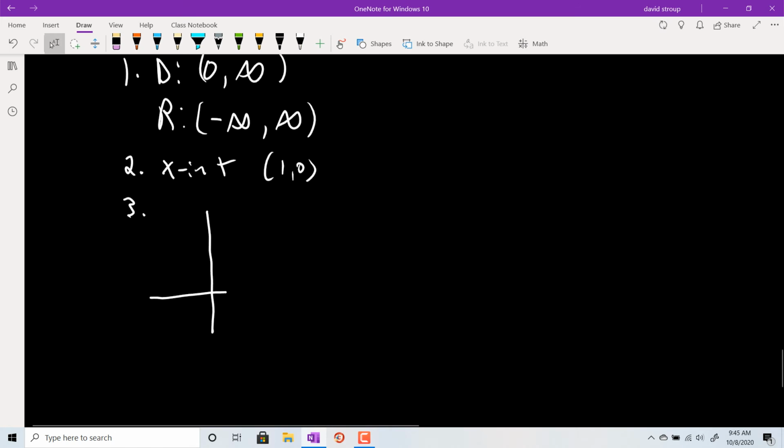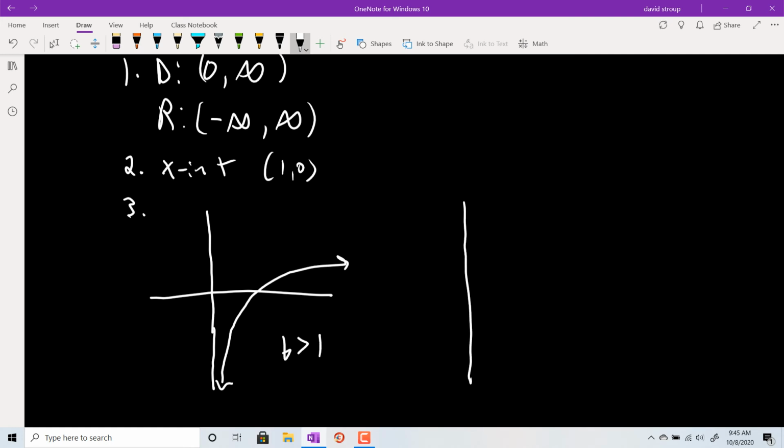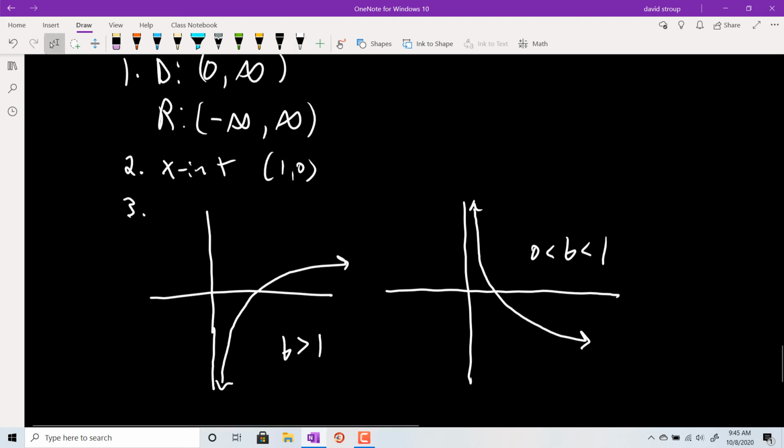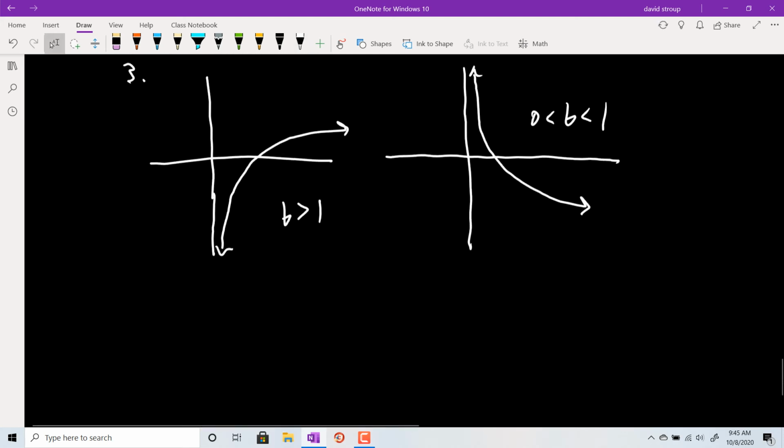So the one we were just looking at is the most typical, and it looks like this. And that's when the b value is greater than 1. If the b value is a fraction of some sort, in other words, between 0 and 1, it'll look like this. Okay. You don't see that very often, but in your homework, you're probably going to have to do 1 or 2 of those.